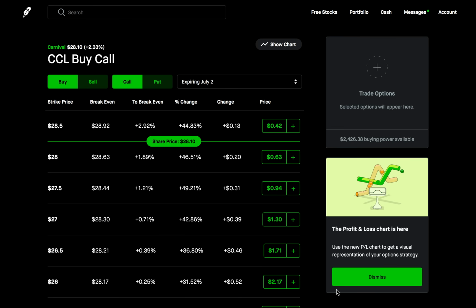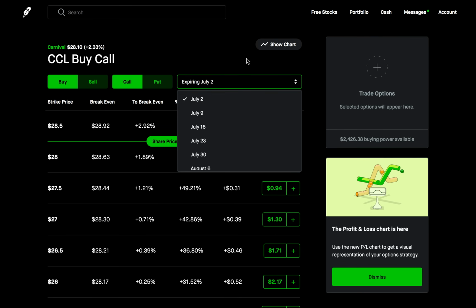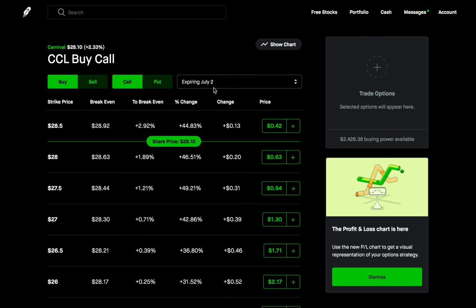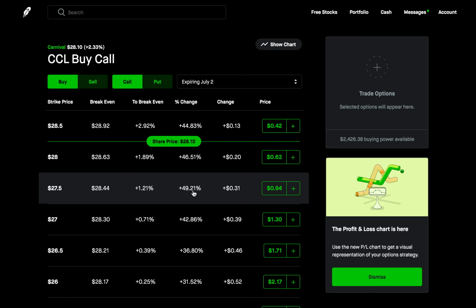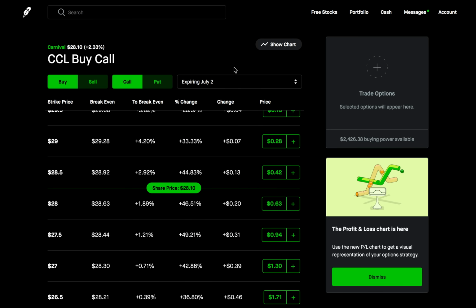The first thing you need to do, of course, is choose an expiration date. Now, since I'm short-term bearish, let's say in the next coming week, I'm just going to leave it with July 2nd here. So that's okay. Now, the next thing we're going to do here is going to involve 4 different contracts, 4 different strike prices, all with the same expiration date. And this will involve both calls and puts. But we're going to start with calls here.